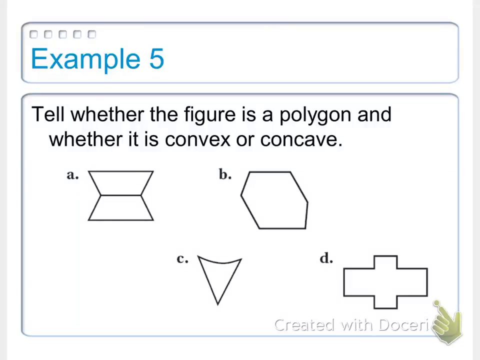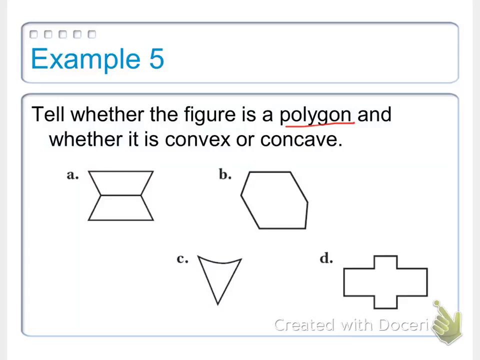Okay, example 5 is you have to, first of all, have a polygon. If it's not a polygon, you don't worry about whether it's convex or concave that often. You could talk about other shapes being convex or concave. And here's what I think of for convex and concave.